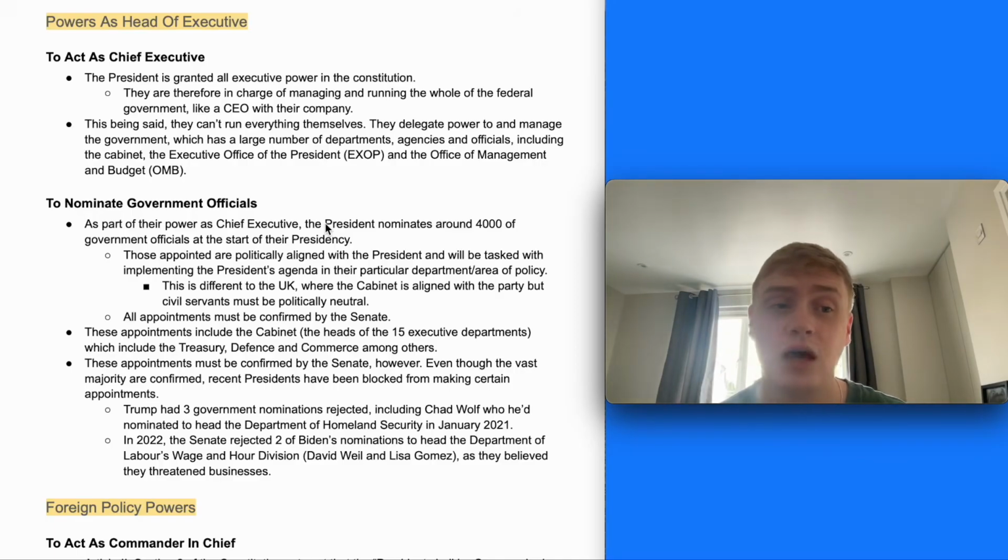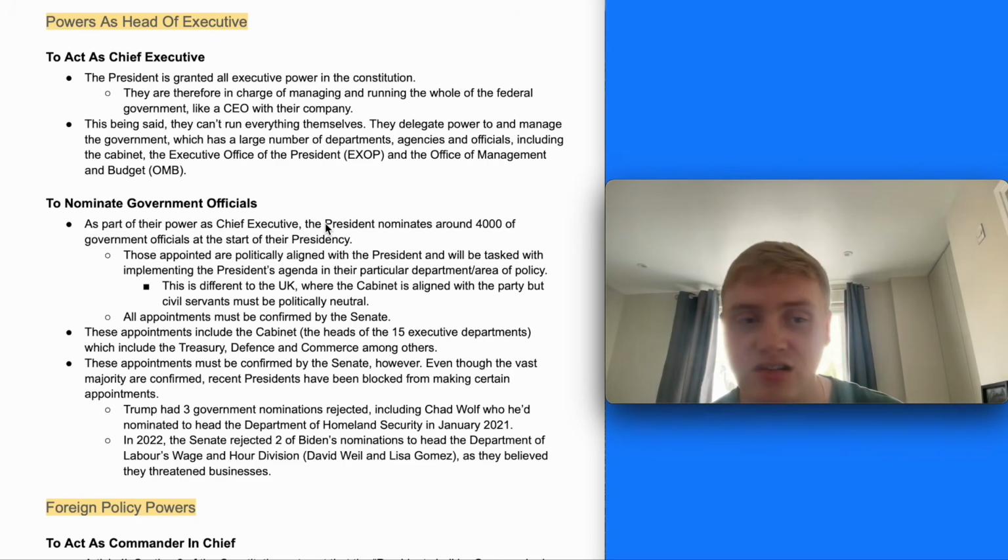All appointments, though they're nominated by the president, must be confirmed by the Senate, which is a key check on presidential power. And they include the cabinet, so the heads of the 15 executive departments, and, as I said, thousands of other appointments.